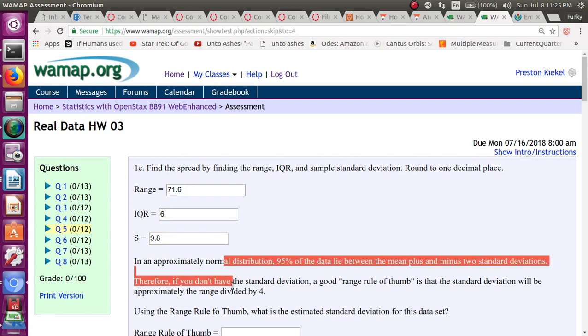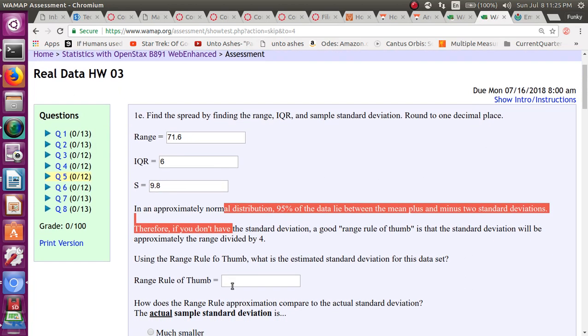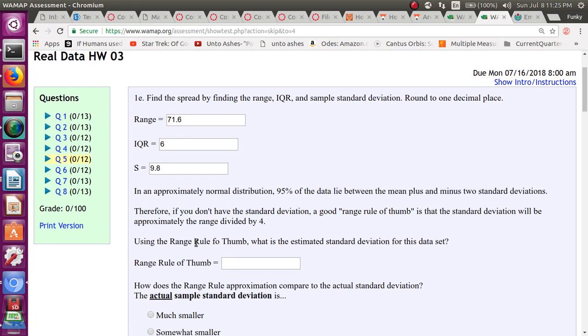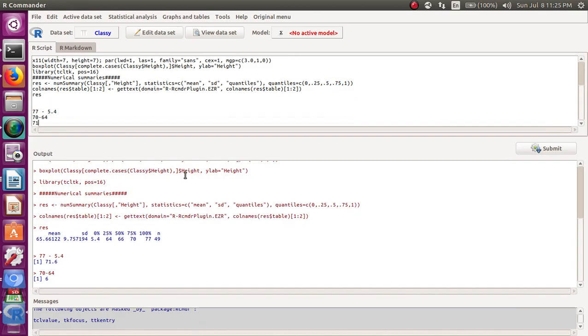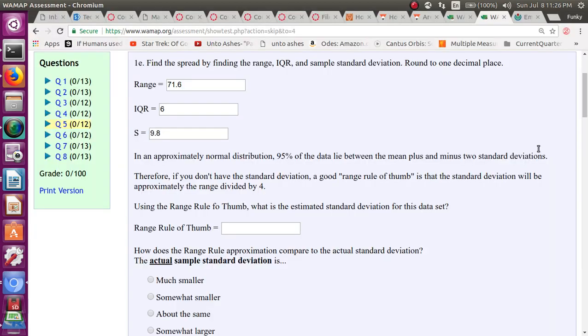The next question has self-explanatory instructions. What it essentially says is, when you don't know what the actual standard deviation is, which is sometimes the case, you can take the range and divide it by 4, and it should be a pretty good approximation. Not always, but often it's a pretty good approximation. Let's find out if that's true this time. Let's compute the range rule of thumb. 71.6 divided by 4 gives me 17.9. So the range rule of thumb is 17.9.